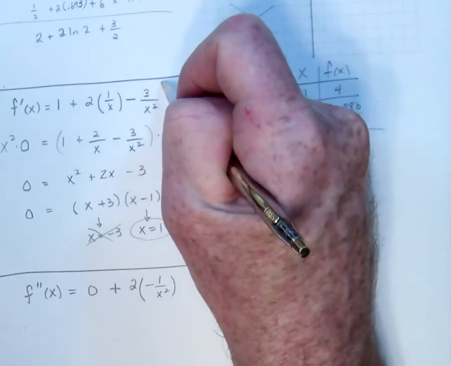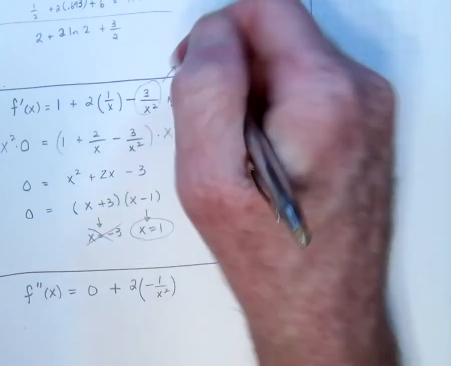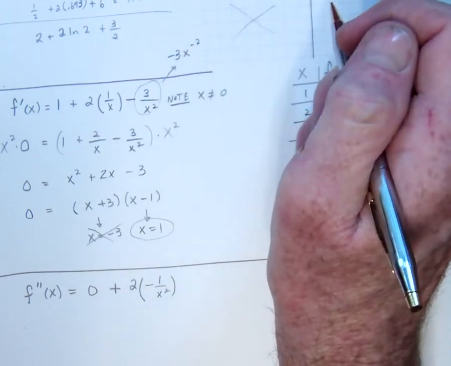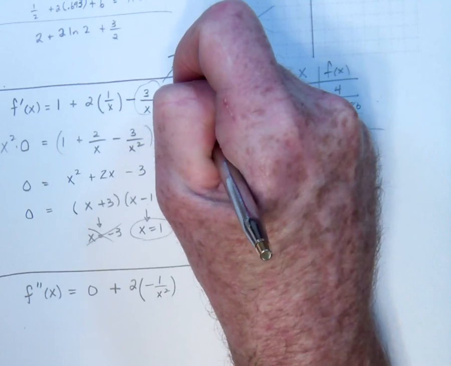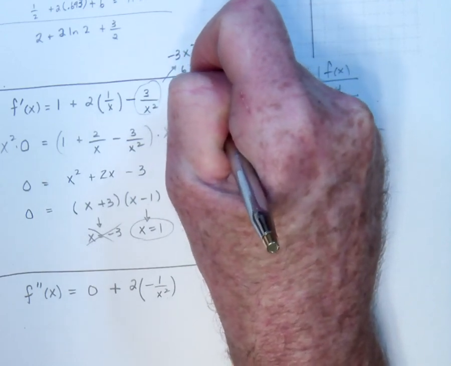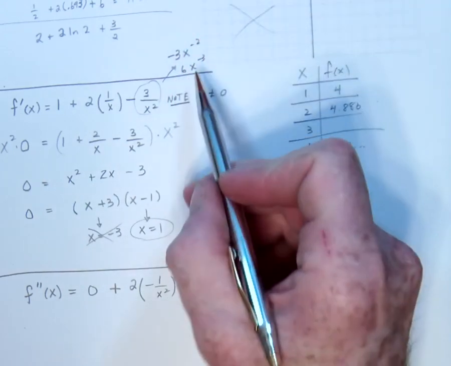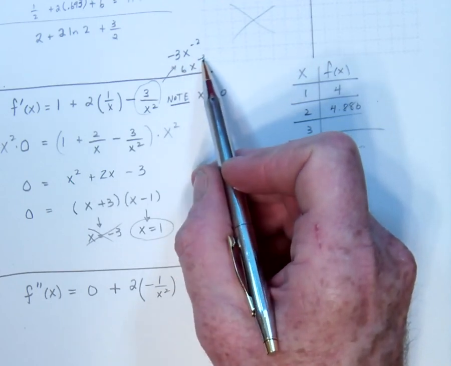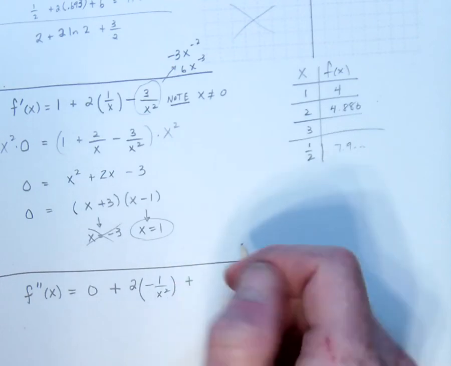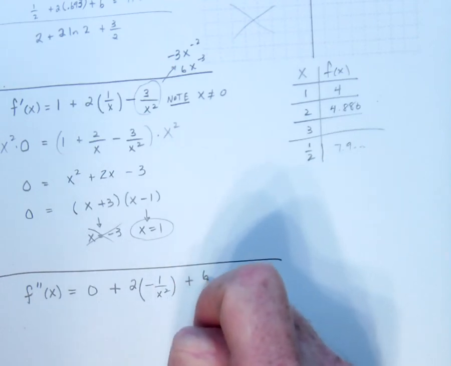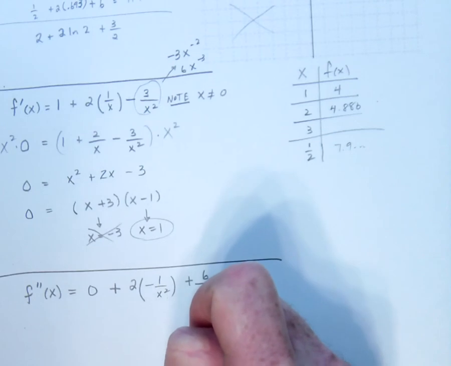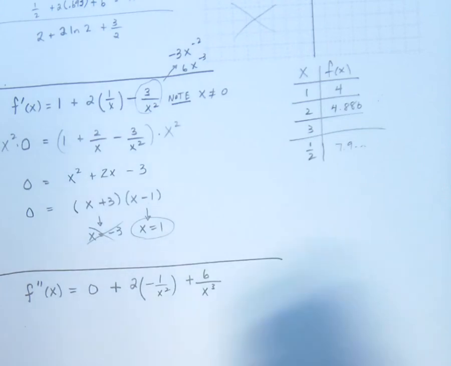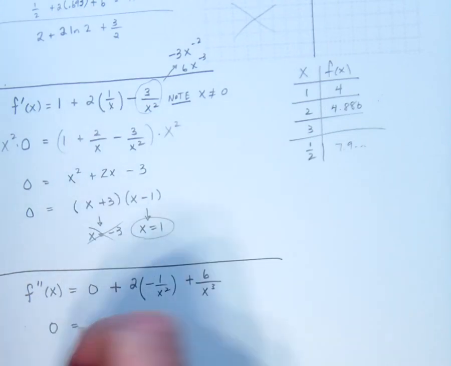Likewise, you could take this one, rewrite it as negative 3 and then x to the negative 2. The derivative of this is going to be 6 and then x to the negative 3. So bring the negative 2 down, it becomes a positive 6, subtract 1, this becomes a negative 3. So plus 6, and then instead of writing x to the negative 3, I'm going to write x to the 3 in the denominator. And again, we need to set this equal to 0.